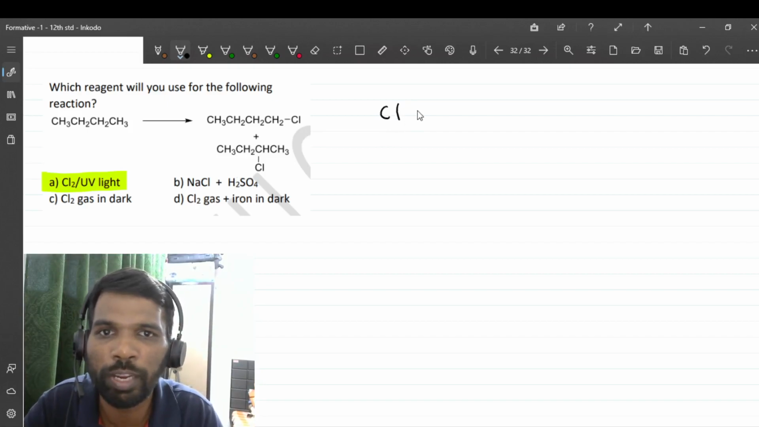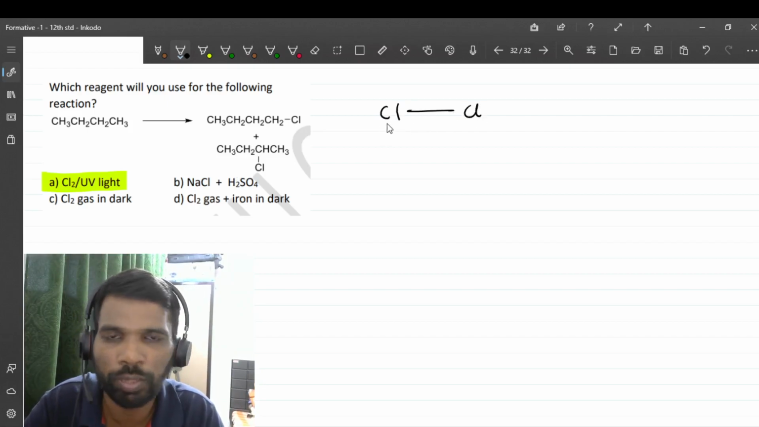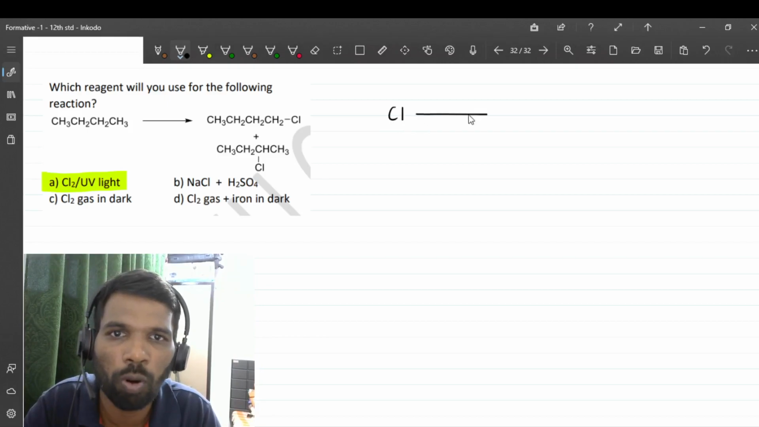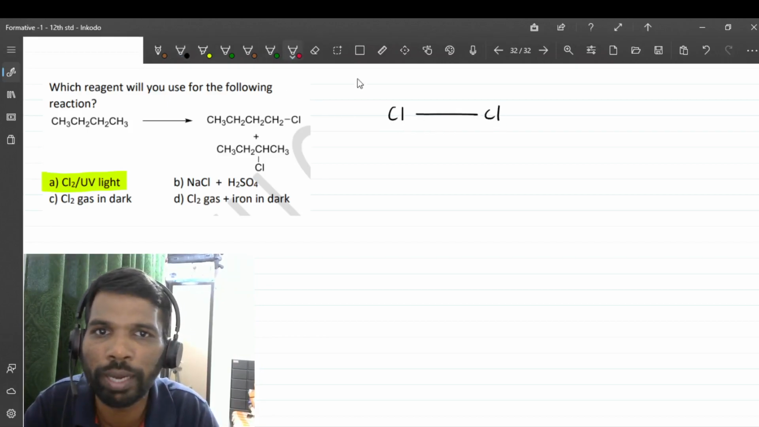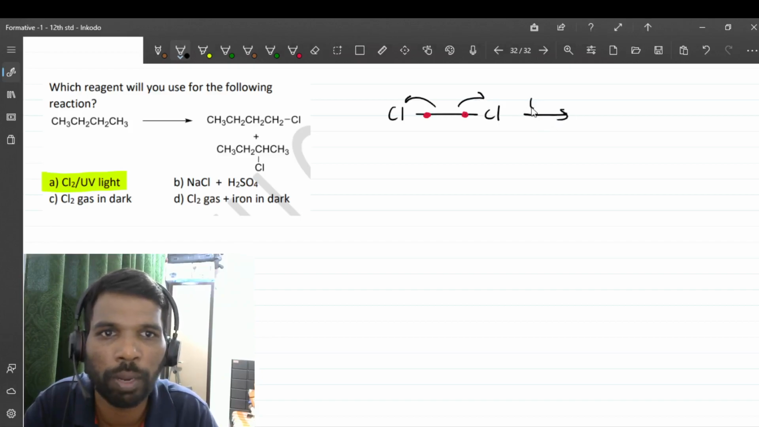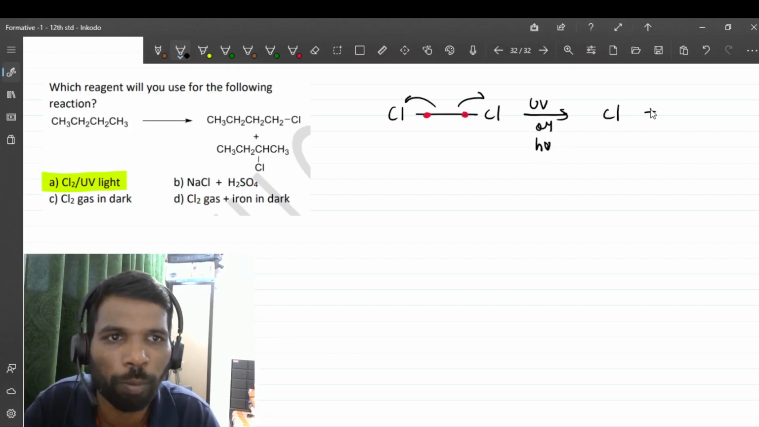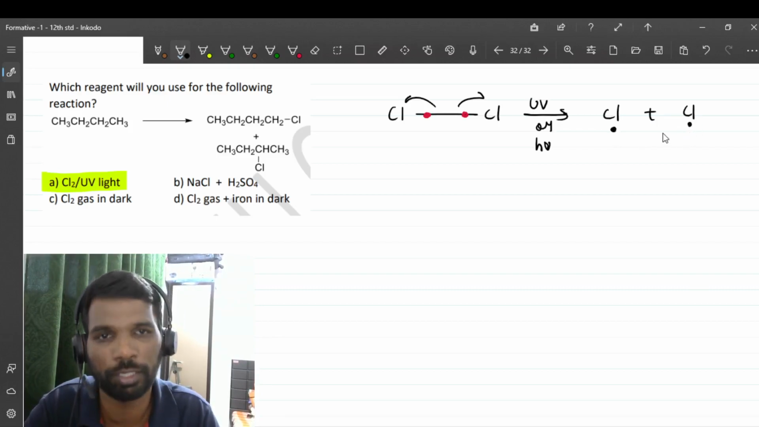So chlorine bond, both will have the same electronegativity, right? Both are having the same electronegativity. So this bond will be broken equally. This bond is broken equally, and that is in the process. If you supply a UV light or any light, or you can say just h nu. H nu represents a light. So this will lead to the formation of a free radical. Here there is a free radical formation, right? This is the free radical.